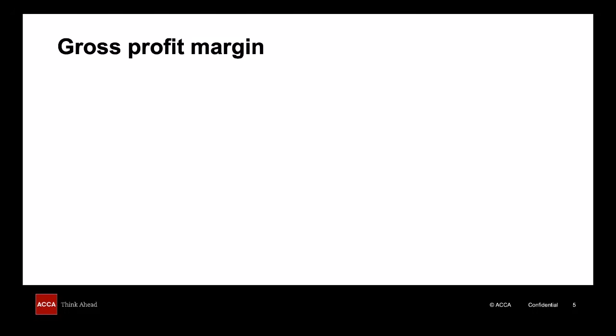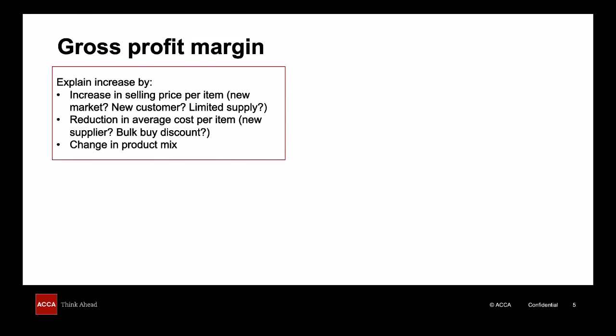So let's think then in summary about what might explain changes in gross profit margin. And I am thinking in the context of changes here, but of course you can adapt this kind of narrative to fit a comparison of one company with another. So an increase could be due to an increase in the average selling price of each item. Don't just say that though, say why that might be, obviously based on the scenario that you're given. So it might mention there's a new market, it might mention a new customer. Or it might mention that there's a limited supply of whatever is being sold. In other words, demand is higher and you can charge a higher price.